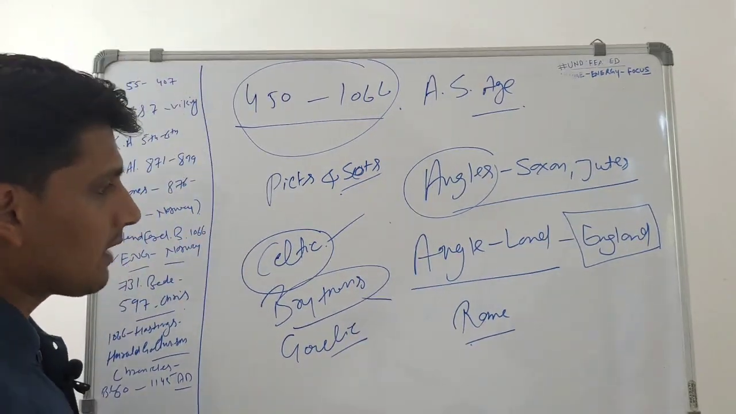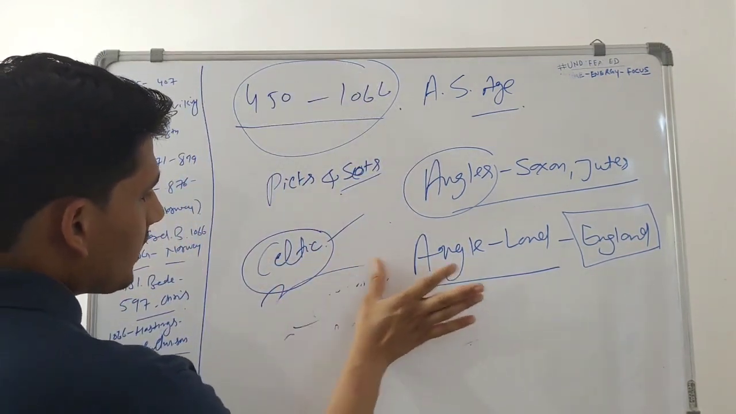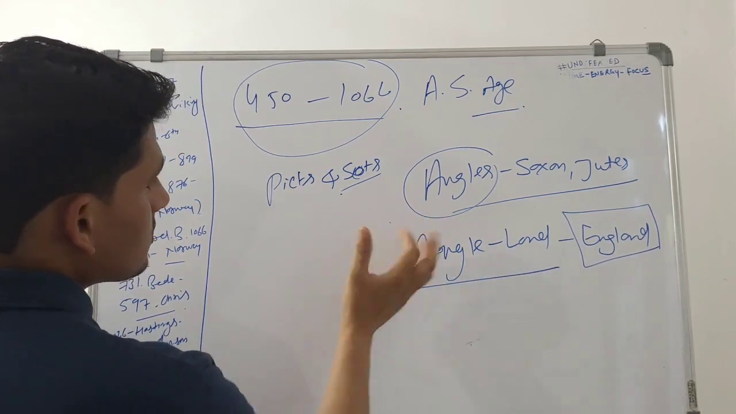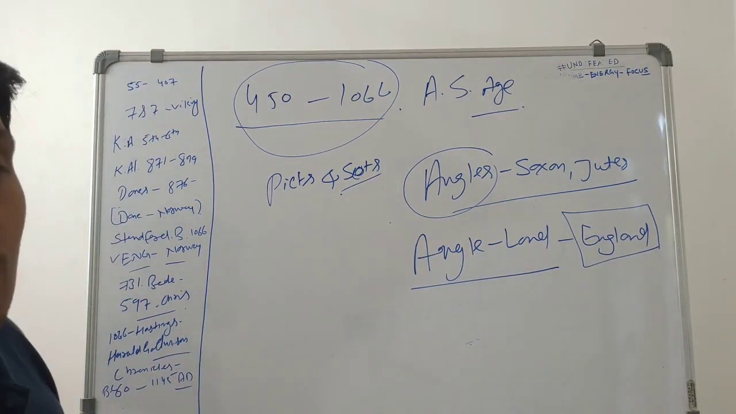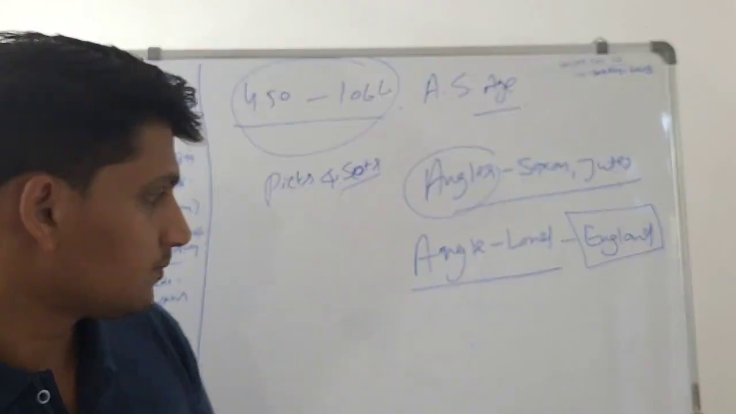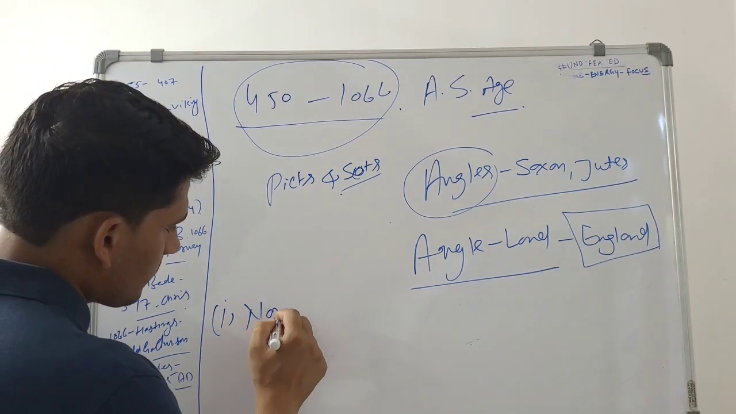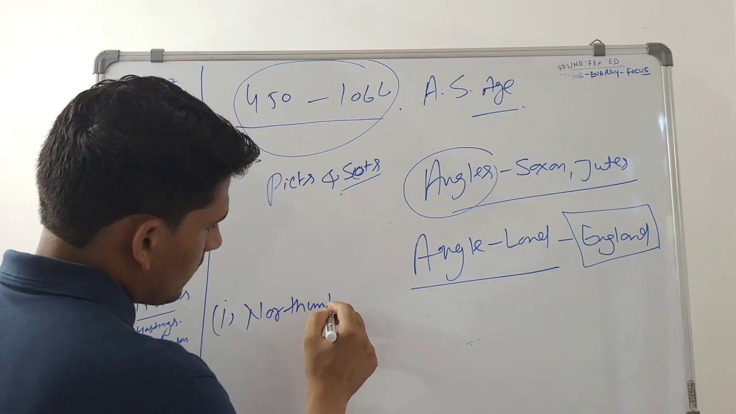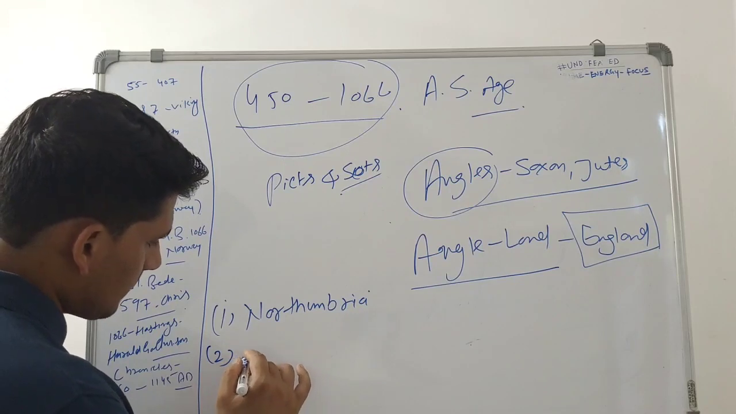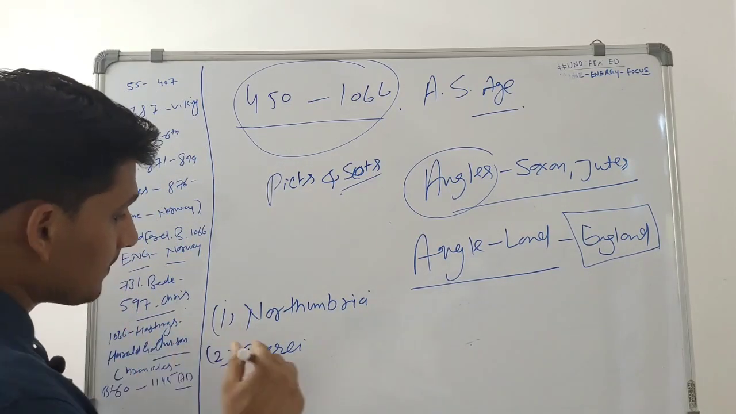Then what happened after this? When the Angles and Saxons controlled the land of England, I hope you have written down these details that I have given to you. When they took hold of this land, they divided it into five kingdoms. What are these five kingdoms? The first one is Northumbria. The second one is Mercia.